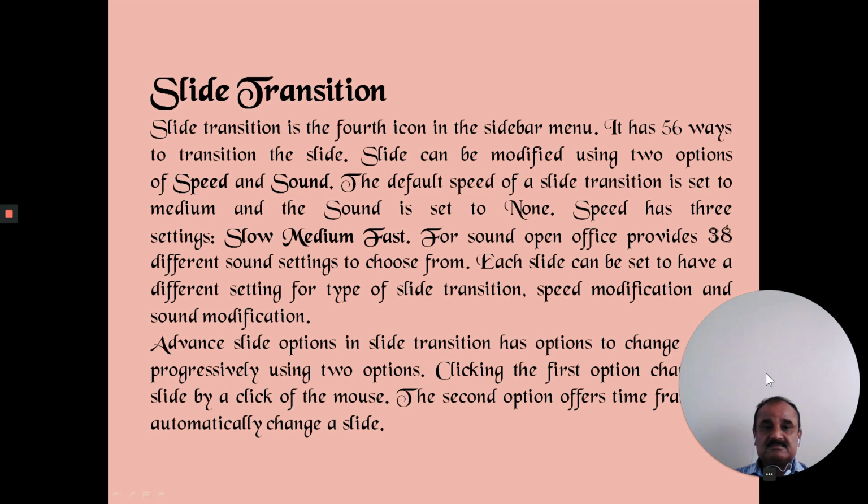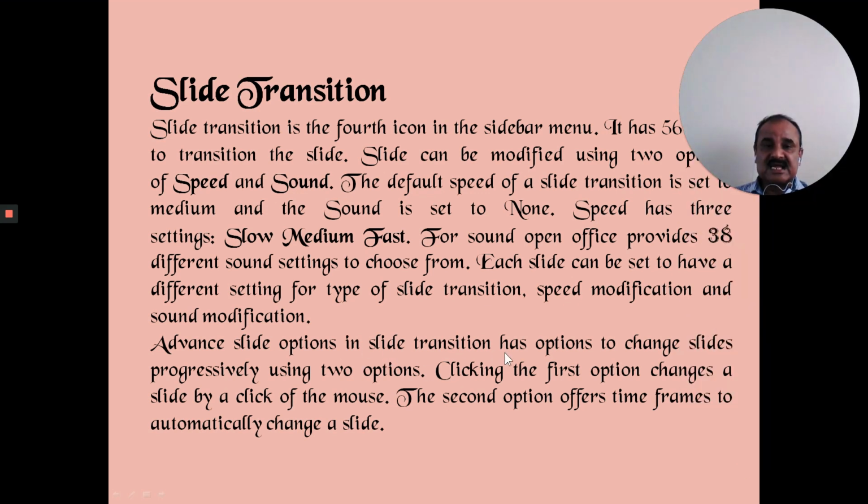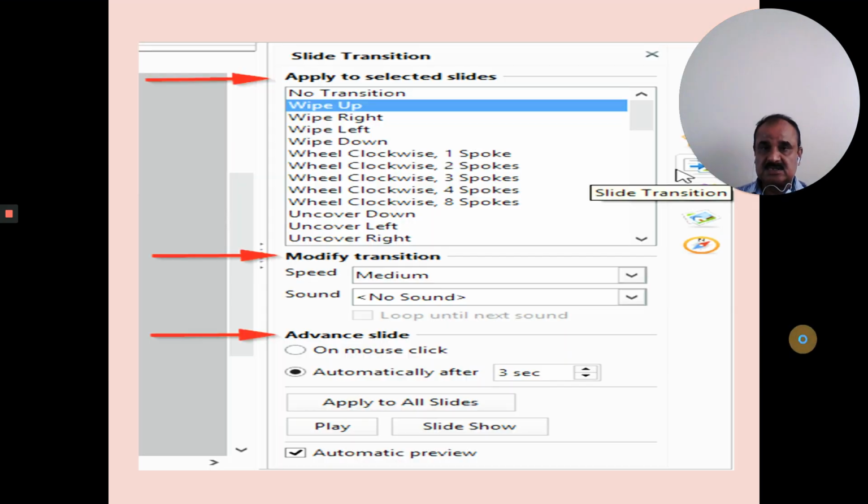Advanced slide option. The advanced slide option in slide transition has options to change the slide progressively, using two options. The first option changes a slide by clicking the mouse. The second option offers a time frame, known as automatically after a set time. Suppose we have fixed the time at 1 minute. After 1 minute, the transition will automatically change.